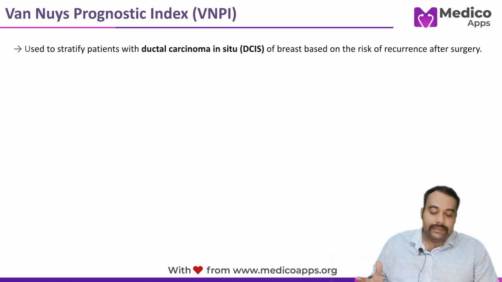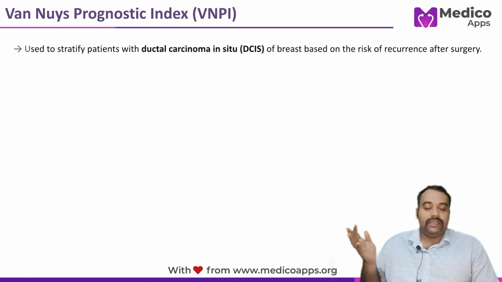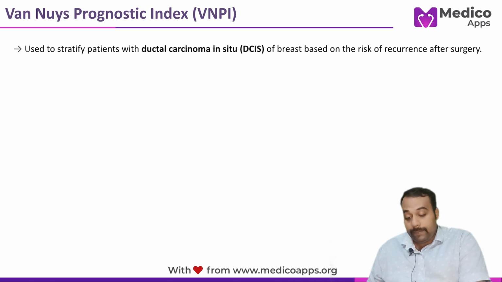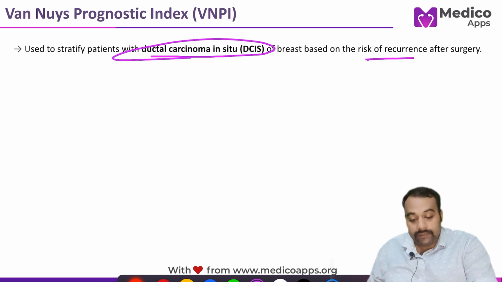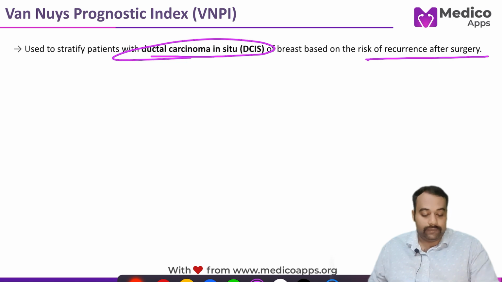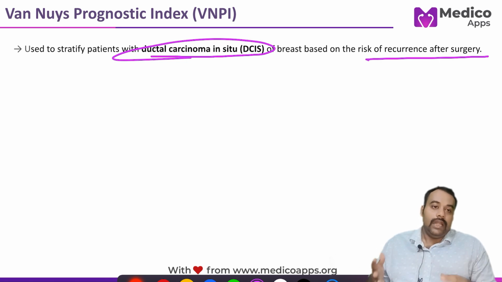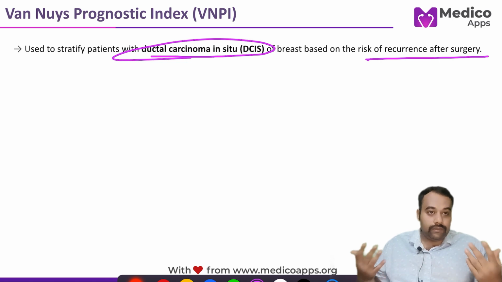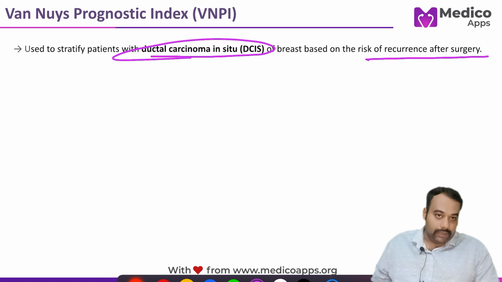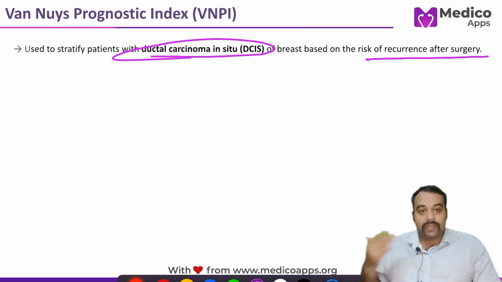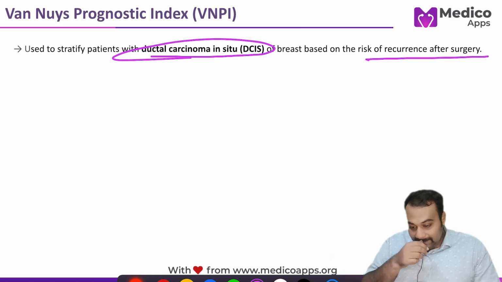It basically stratifies patients with ductal carcinoma in situ. So it's basically used for the DCIS patient, right? And in case of DCIS patient, the aim of this index is to predict the risk of recurrence after the surgery, so that we can modify our post surgery treatment. What post surgery treatment we can give to the patient will basically be determined by this prognostic index, just simply stratification of the risk of recurrence after the surgery, right?